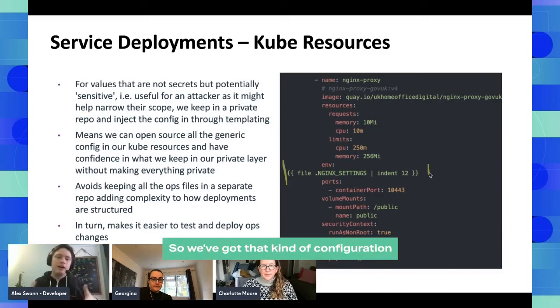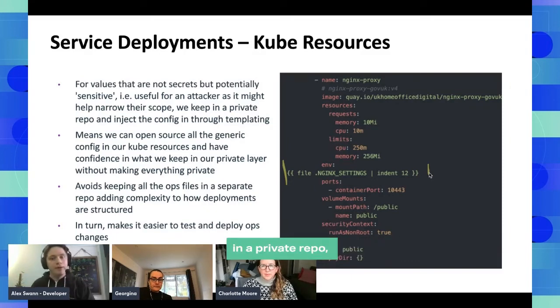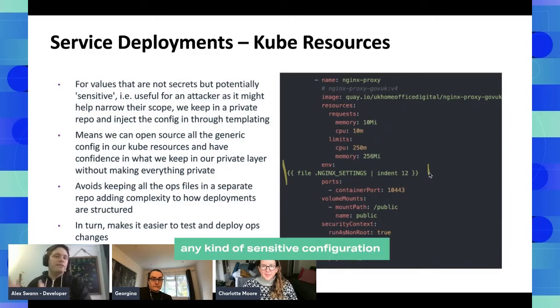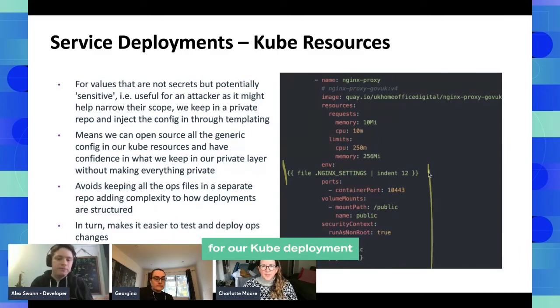So we've got that kind of configuration in a private repo, and we inject it into our files so that any sensitive configuration is still in the private space, but the majority of the setup for our Kube deployment files, service files, and network policies, which is fairly standard generic setup, doesn't have to be in that private layer. So it means we've got a better focus of what is private, rather than just going, oh, let's just bung a load of stuff in there, not really think about it.